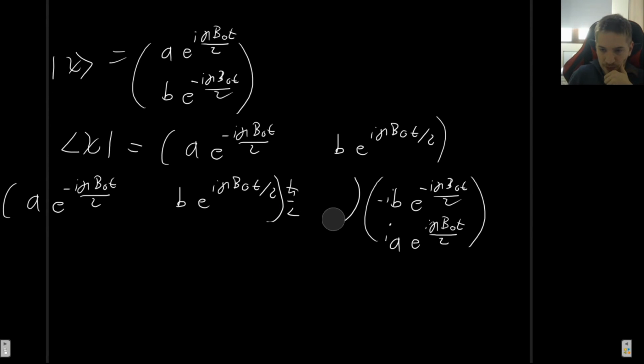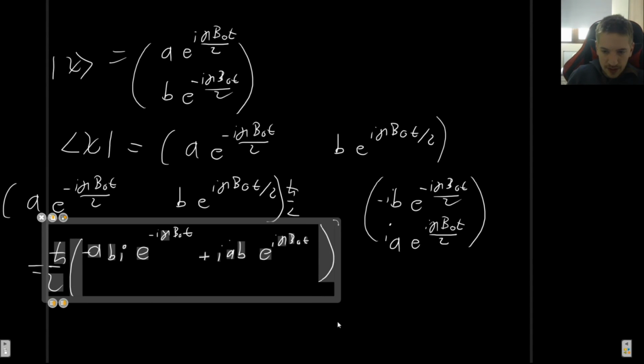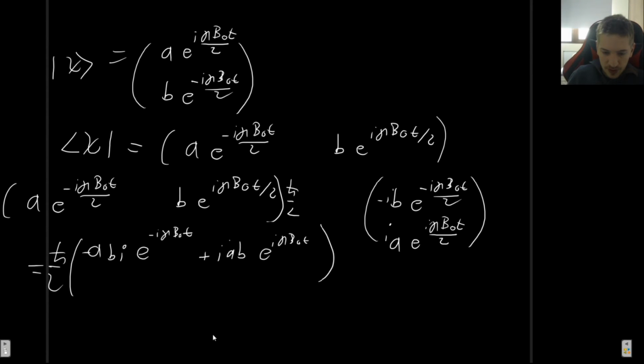So I can now get rid of this matrix. Now let's do the product between this part and this part. So we get ħ divided by 2 times minus ab times i. The exponentials are the same, so we get e^(-iγB₀t) plus i ab e^(iγB₀t), and the 2 cancelled out. Okay, so now we have this. Let's go to the next page and work this expression a little bit.